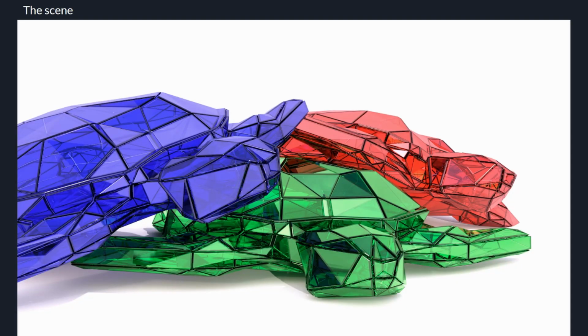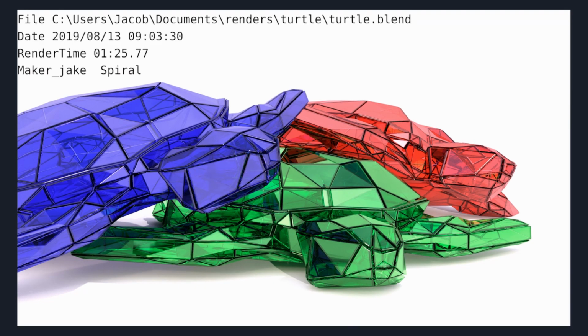The scene I'm using is these little glass, diamond, low poly-ish turtles that I made. As you can see, this is the first one with the spiral. I was using mostly the default settings with a sample rate of, I think, 150 plus the AI denoiser, which is why it looks so smooth and nice. The render time was 1 minute 25.77.